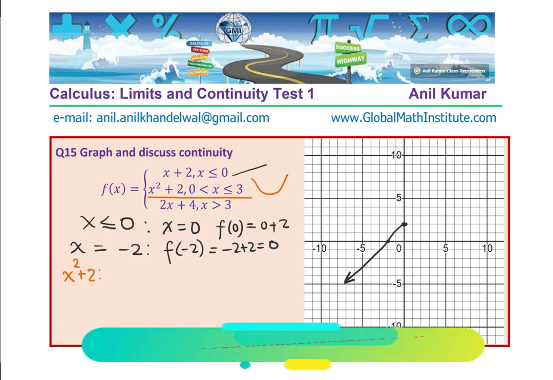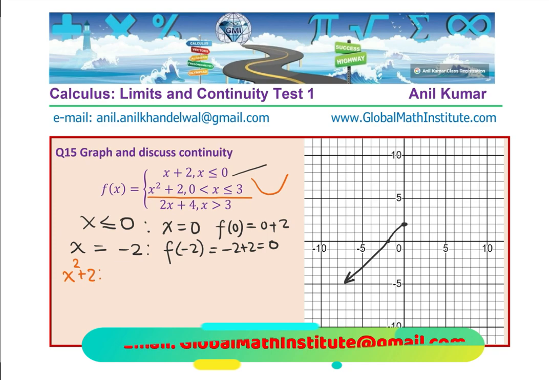Based on functions, you should select key points. So if I substitute the value 0, approaching from the right hand side, since it is never equal to 0 in this interval, the value will be 0 plus 2, which is 2. So we have a point here for the parabola.